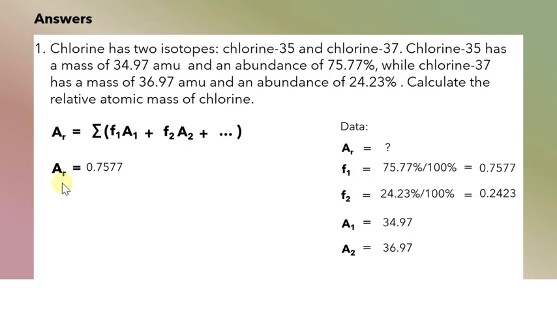All right, so having done that, we'll substitute these into the formula. AR is going to be equal to F1, which is this value here, 0.7577, times A1, which is 34.97, then plus F2, which is 0.2423, times A2, which is 36.97. Now this plus means that if you have as many isotopes as possible, you continue adding them, but since we have only 2, we end here.